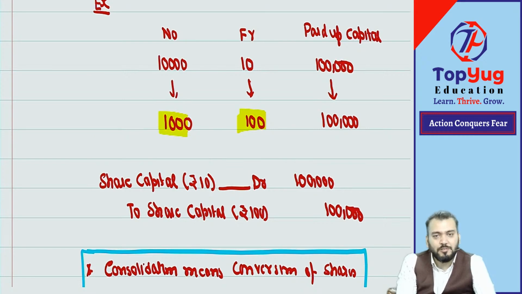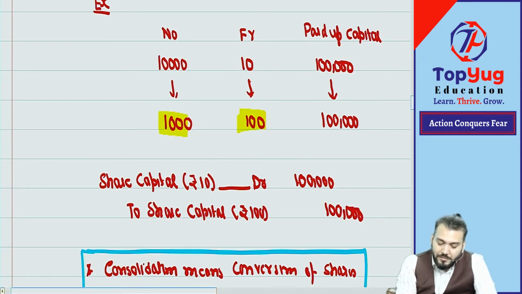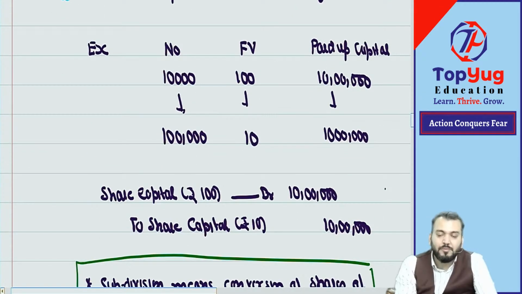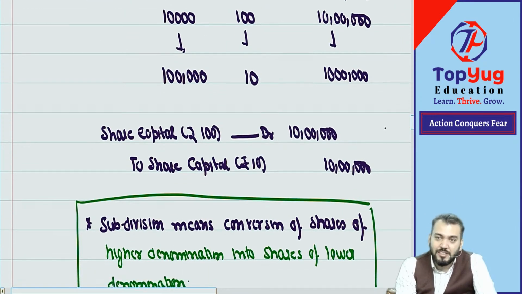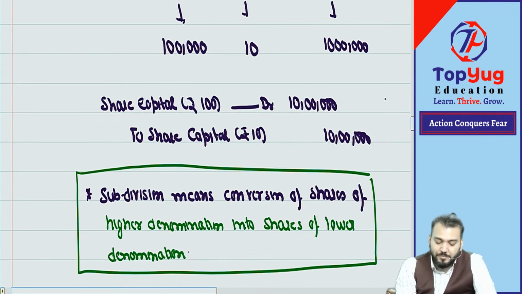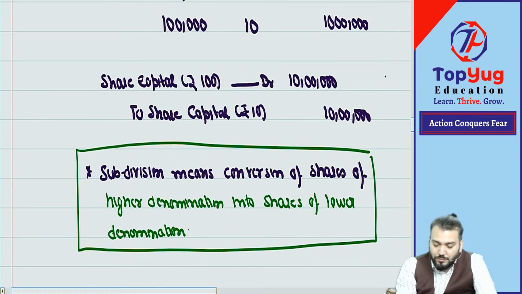But not in exam. In exam if you ignore the journal entry, they will ignore you. So from the examination point of view, we need to pass the journal entry. The journal entry is old share capital account debit to new share capital, simple. Then subdivision of shares is just the reverse of this. Higher denomination becomes lower denomination. The journal entry remains the same: old share capital account debit to new share capital.